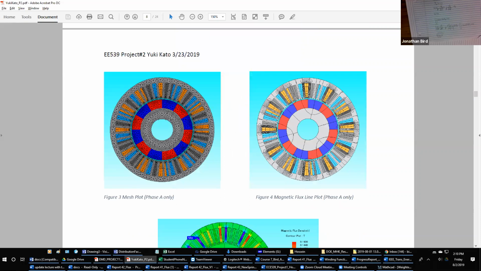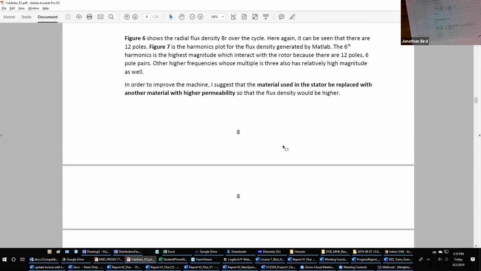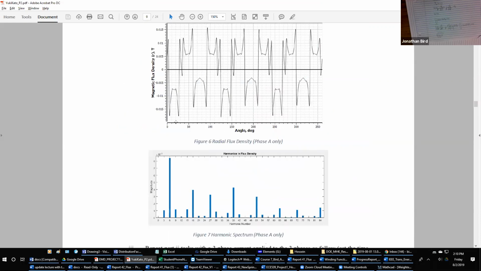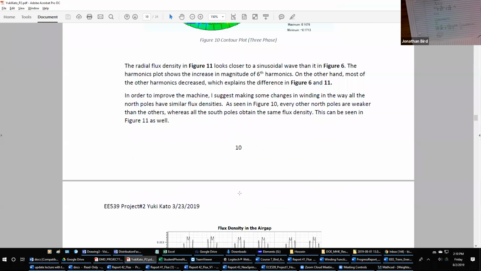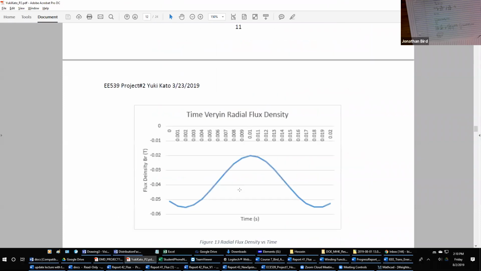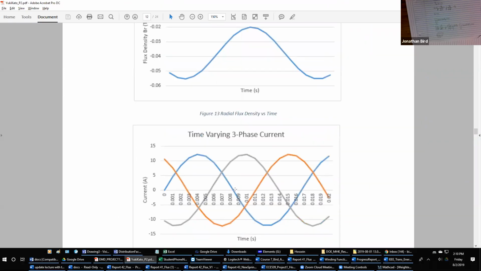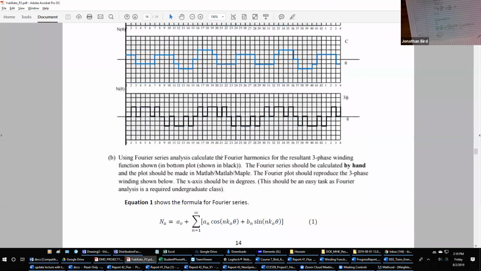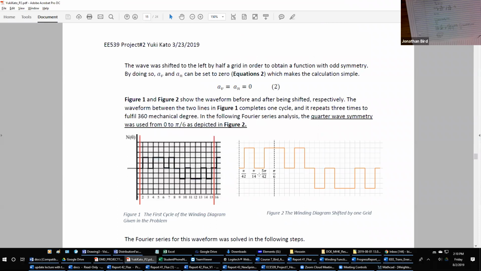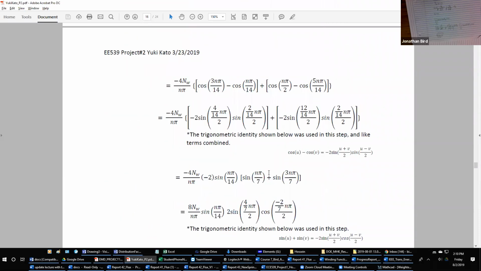And so this is the mesh. It's not optimized or anything. It's just an example one. The mesh is not as limited with the student version of JMAG that's used. This shows an example of the plot, and so the students calculate the harmonics, and then they also have to look at the FEA analysis for the winding functions.